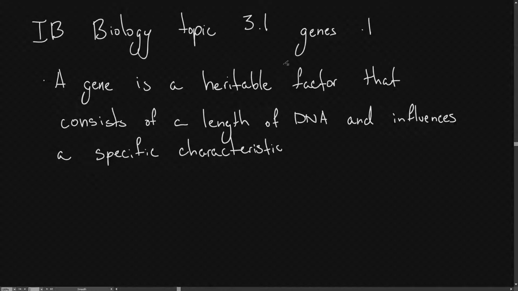IB Biology Topic 3.1 Genes.1. A gene is a heritable factor that consists of a length of DNA and influences a specific characteristic. In this video, we'll be looking at the origin of genetics and how we came to this conclusion that a gene is a heritable factor.